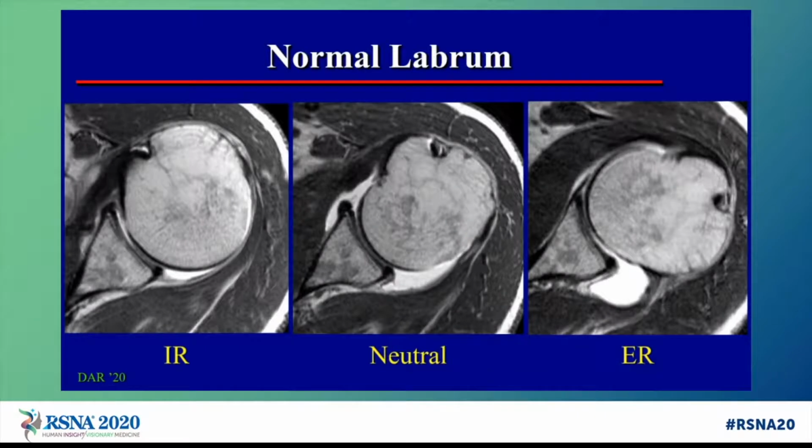You can see the normal mobility of the labrum in an example like this. This is a normal shoulder, same patient imaged in 3 different positions. And you notice that in internal rotation, the labrum is sort of shaped like a comma. In neutral position, round, and in external rotation, triangular. In external rotation, because we're pulling on it by pulling on this anterior band of the inferior glenohumeral ligament.